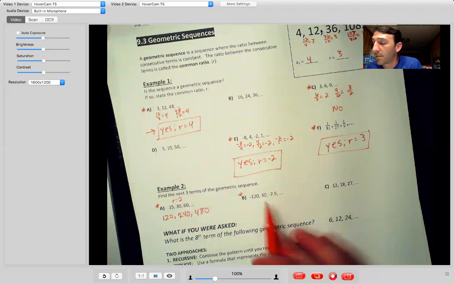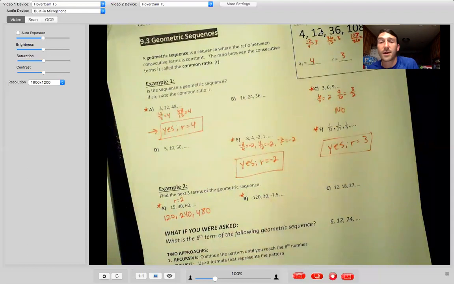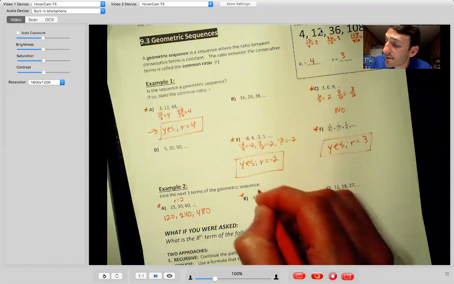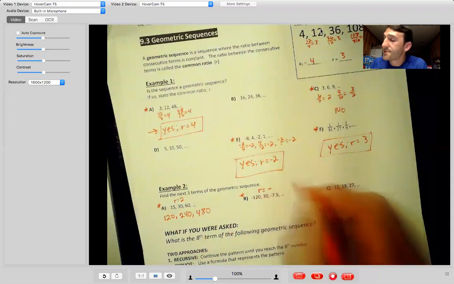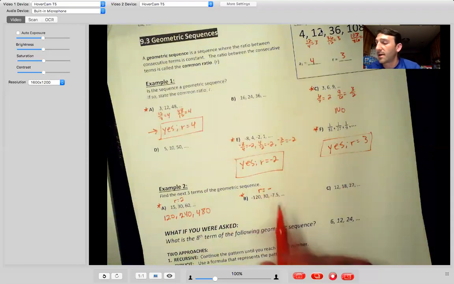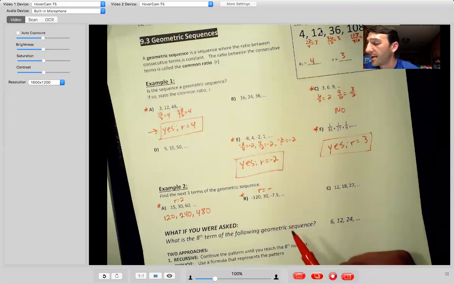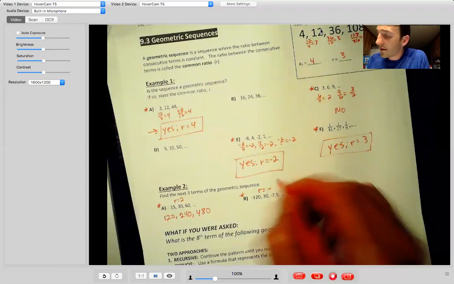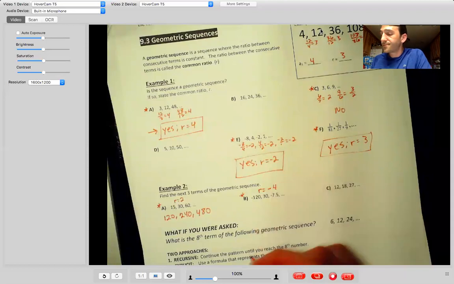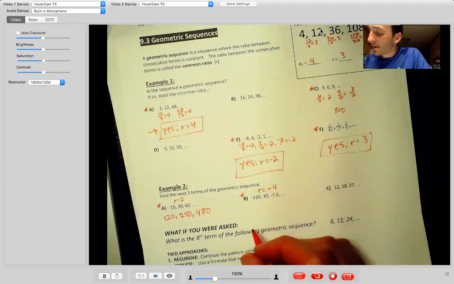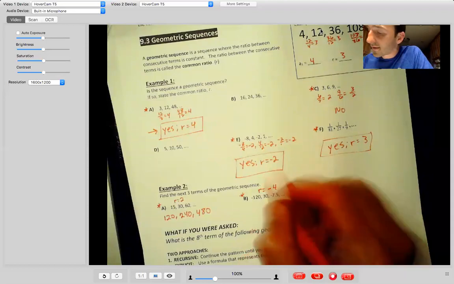Next one, what can you tell? Because you have that alternating pattern, R is negative. All right, so negative what? 120 over 30 is going to be 4. 30 over 7.5 is 4. So negative 4. So, sorry, that's not right.